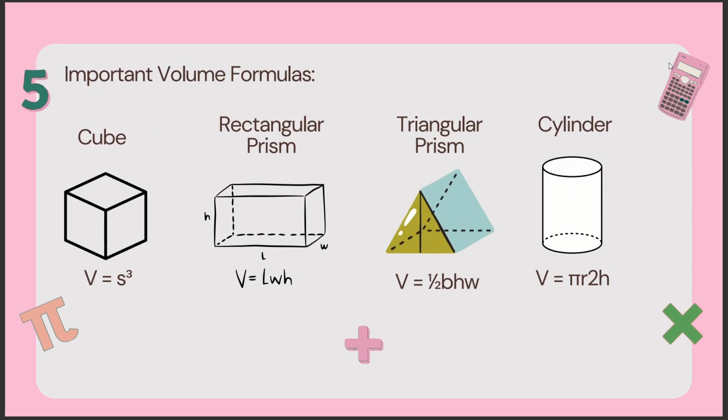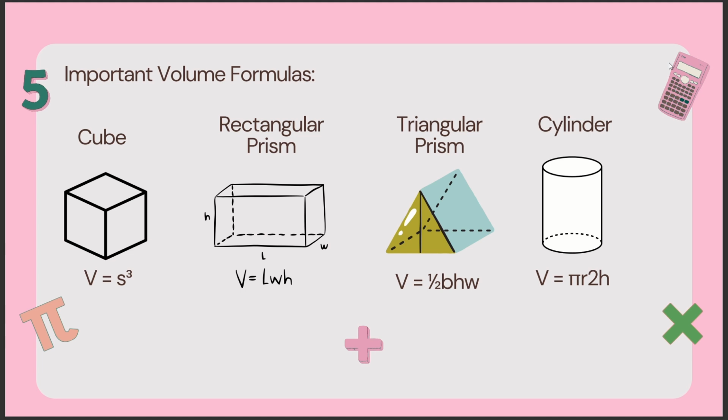Next, we have important volume formulas. So we have for the cube, meron tayong for rectangular prism, triangular prism, and a cylinder. So first we have cube. So V or volume is equals to s cubed. So, ibig sabihin niyan, i-multiply natin yung tatlong side ng cube para makuha natin yung volume niya or kung gaano kalaking space yung inoccupy niya.